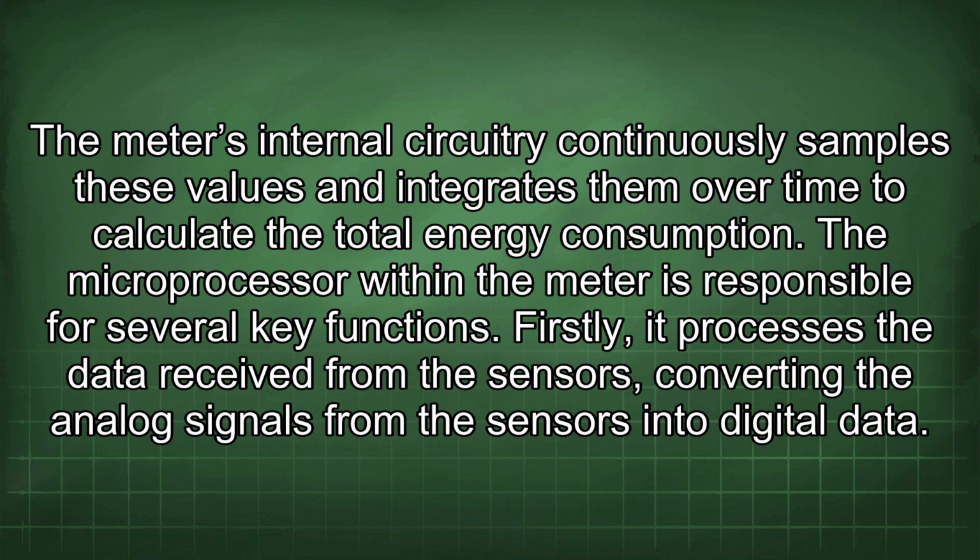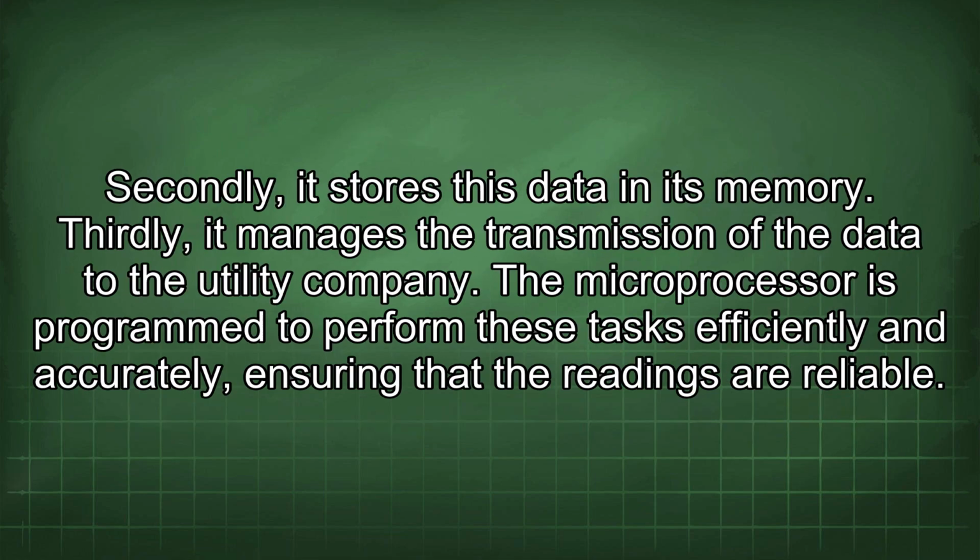The microprocessor within the meter is responsible for several key functions. Firstly, it processes the data received from the sensors, converting the analog signals from the sensors into digital data. Secondly, it stores this data in its memory. Thirdly, it manages the transmission of the data to the utility company. The microprocessor is programmed to perform these tasks efficiently and accurately, ensuring that the readings are reliable.